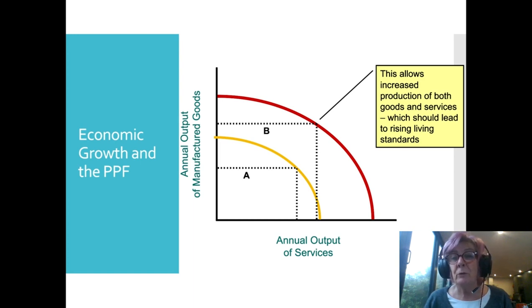And now that we can produce more of everything, that means there's more jobs for people, there's better wages, and that should lead to rising living standards.